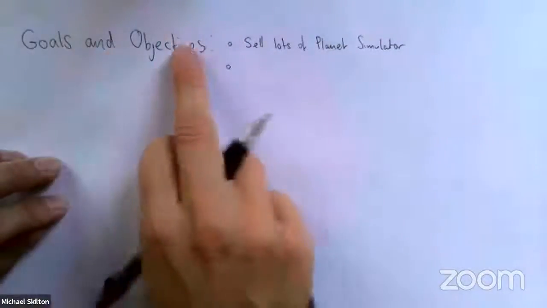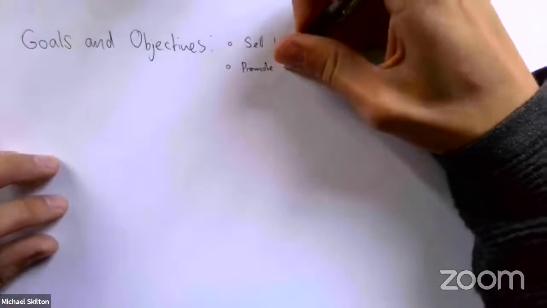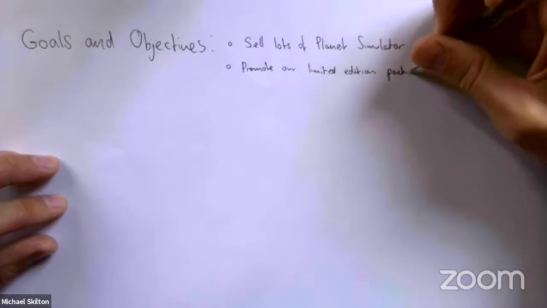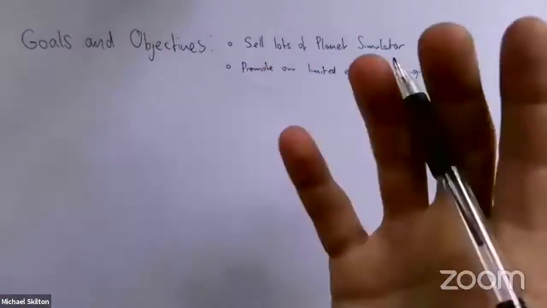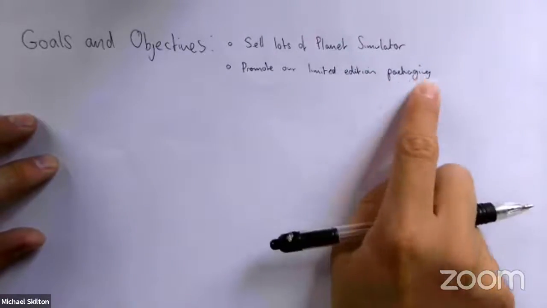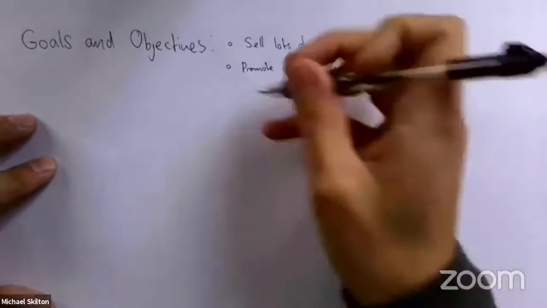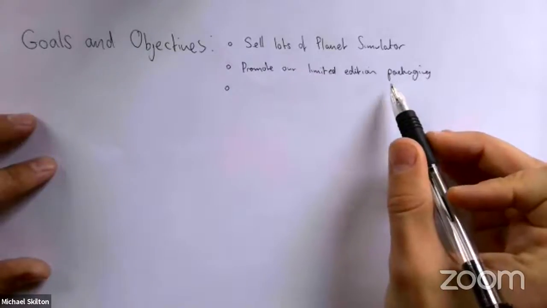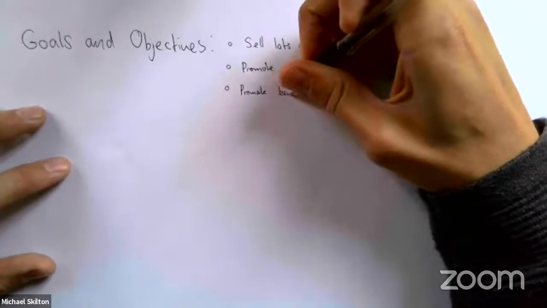But what else can we do as one of our goals and objectives, as well as selling lots of our particular computer game? What's the other thing that we've been asked to do by Sega? Because it's not all about making money. Well, we've been asked to promote our limited edition packaging, which is, as we all know since before, environmentally friendly packaging. So this also links in with selling lots of Planet Simulator, because this is one of our unique selling points or points of difference. Finally, if we're talking about selling our product because it has a purpose, well then finally, what was our purpose that we set out at the beginning of this? This was to promote being environmentally friendly.